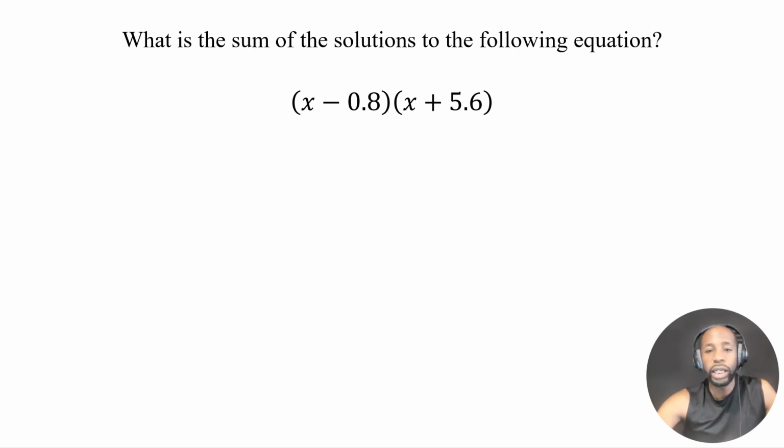Now, the key is when you look at this problem, don't just find the solutions to the equation, find the sum of the solutions to the equation. Oops, I'm sorry, it's equals 0. Sorry about that. All right, so let's find the solutions. That means since we set this equal to 0, we're going to find where both of these is equal to 0.